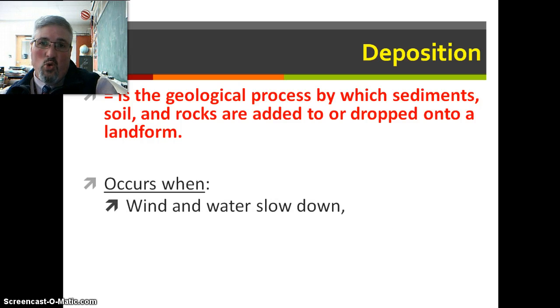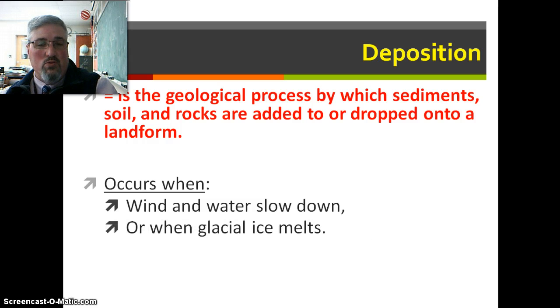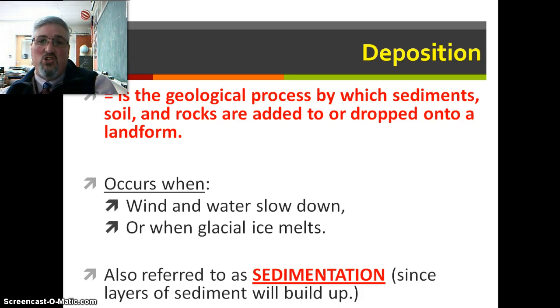It also occurs when the wind slows down. It occurs in a glacier when the ice melts. The glacier is basically like a big dump truck. It's carrying the sediment with it. It's only going to drop it when it actually goes away. It can start and stop, but it isn't going to let anything go until the ice melts and then turns into water. Sometimes deposition is also referred to as sedimentation, since layers of sediment will build up on the ground.